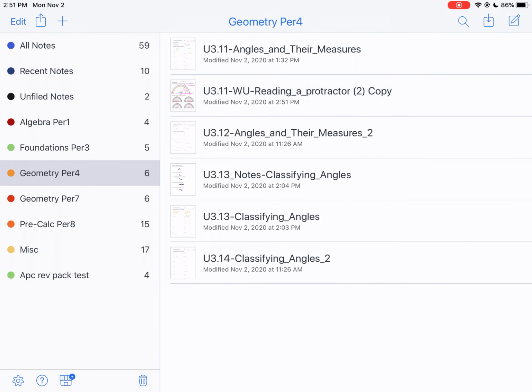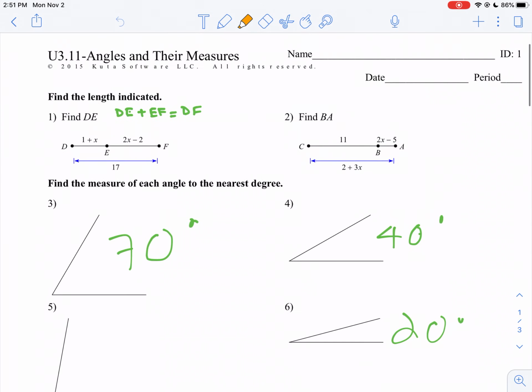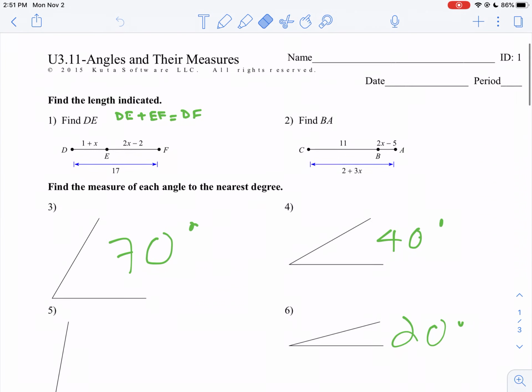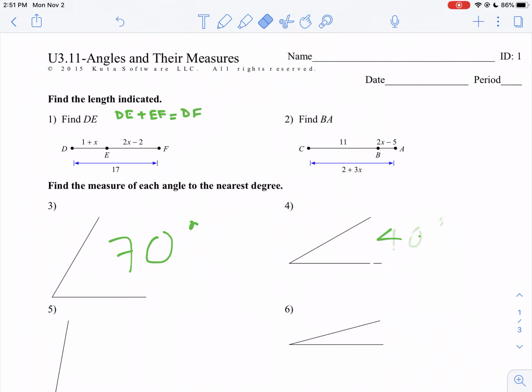Your actual homework is 3.11 angles and their measures. And I've done this in Google Meet, but I didn't have too many people, so I'm going to quickly redo this, a short version of what we did in class. Okay, so first of all, this is 3.11 angles and their measures. The first two problems are segment addition postulate, you remember how to do that from last week.